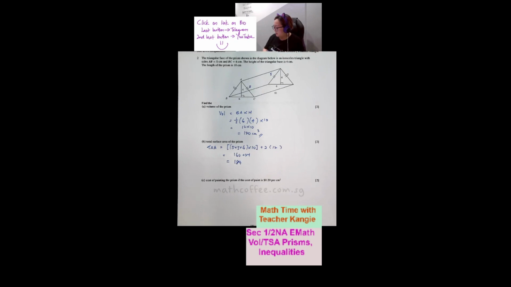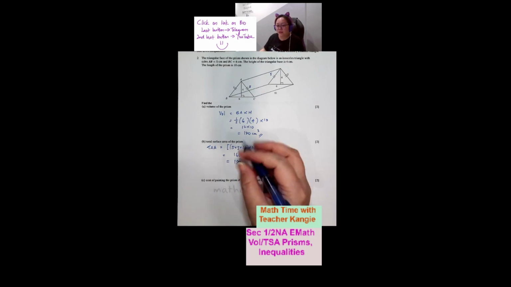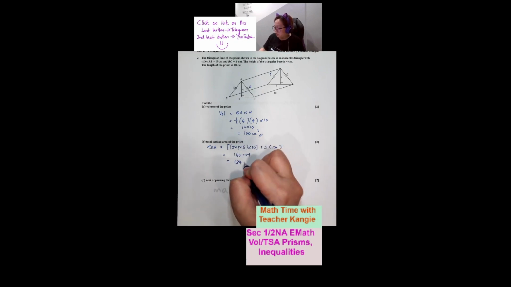So just now someone said 174. I don't know whether you made a careless mistake or what. So the total surface area is 184 cm square.